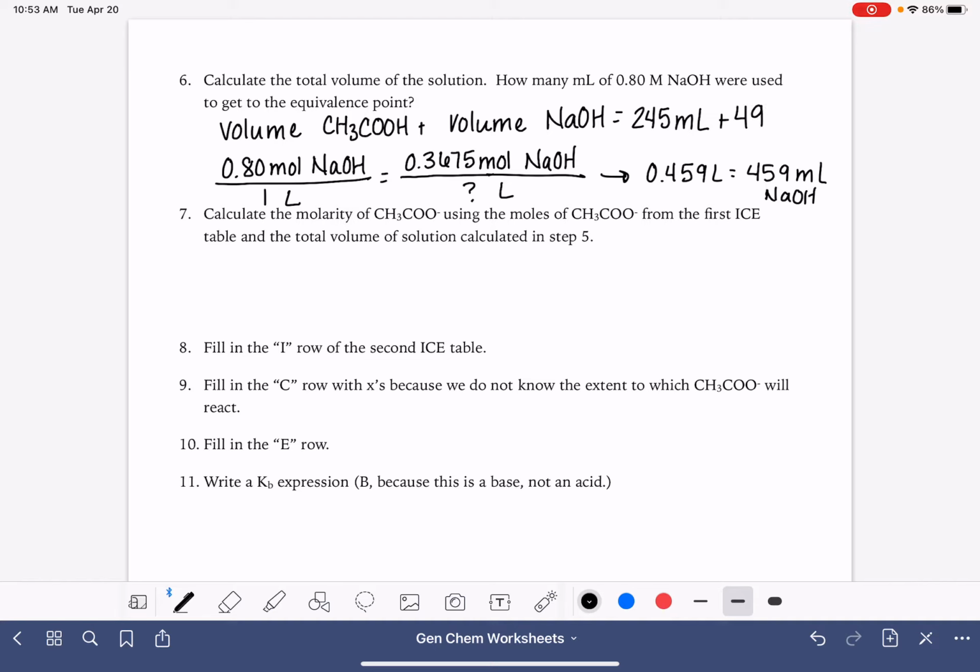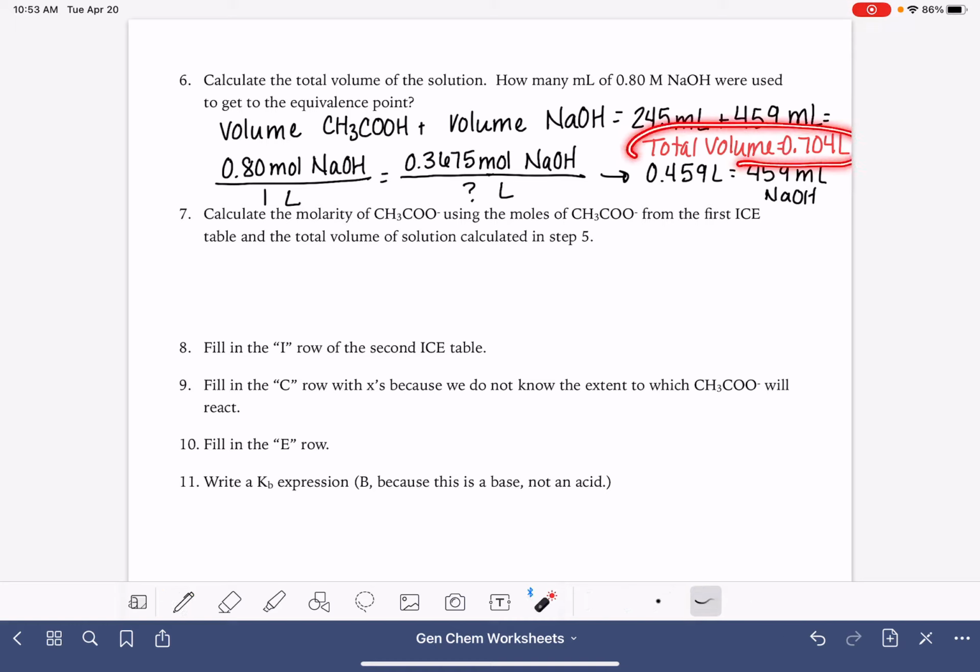We'll add that to our 245. And our total volume, I'm going to do that in a different color. Total volume is 0.459 plus 0.245. Our total volume is 0.704 liters. I know I'm going back and forth between milliliters and liters, but hopefully you can keep up.